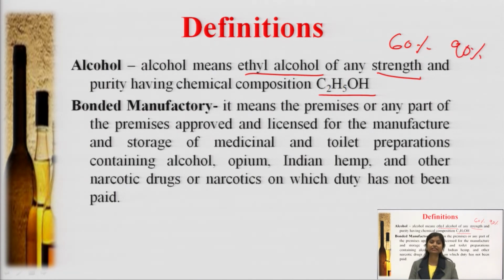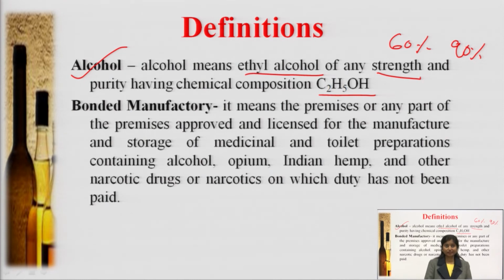You have already learned in your GB part what is the strength. So, if we are talking about alcohol that is being consumed in Medicinal and Toilet Preparation Act, then it is 90% strength almost, or it can vary according to the medicinal preparations we are preparing. So, we have covered this topic, that is alcohol. Alcohol means ethyl alcohol of any strength and purity having chemical composition C2H5OH. Now, coming to the main important part of this act, that is bonded manufactory.